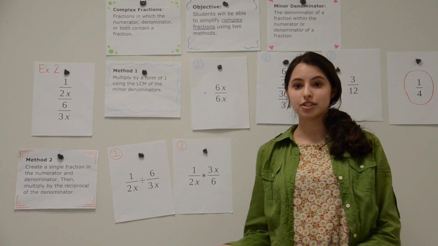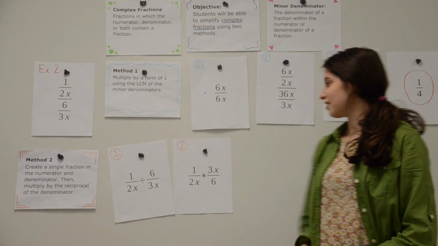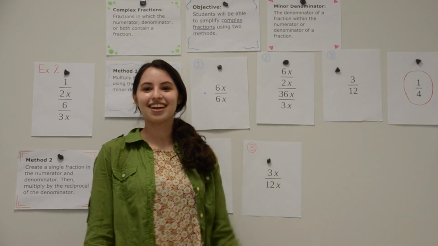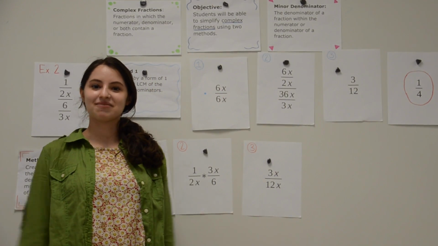So we multiply 1 over 2x by 3x over 6. This gives us 3x over 12x, which again simplifies to 1/4. Again, notice we got the same answer as method 1.